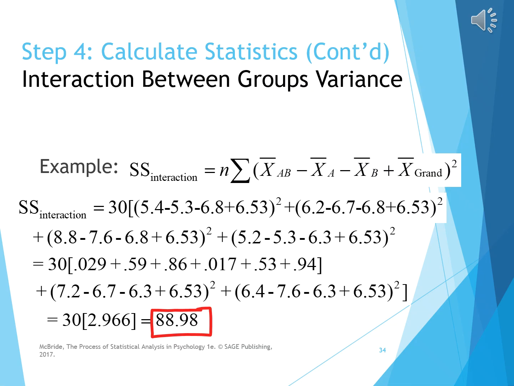And the equation for the sums of squares between for the interaction term incorporates condition means, it incorporates marginal means for both of the independent variables and the grand mean. So there's tons and tons of numbers that go into this, and definitely you'll want to flip back and forth between this and that table that we saw earlier to see where these numbers end up. But finally, you see a sums of squares between for the interaction of 88.98.